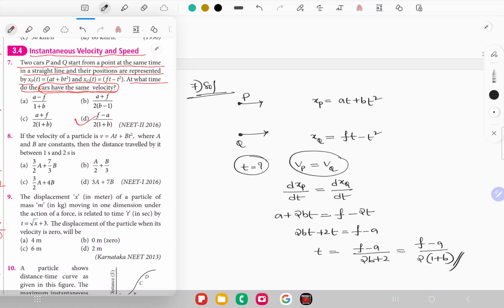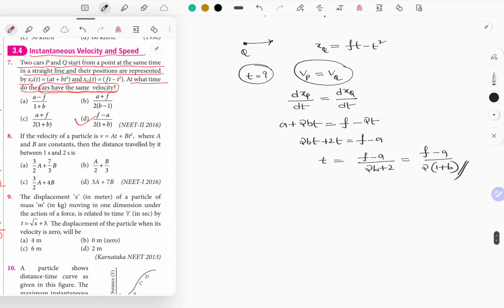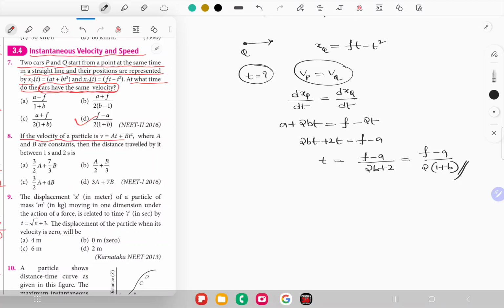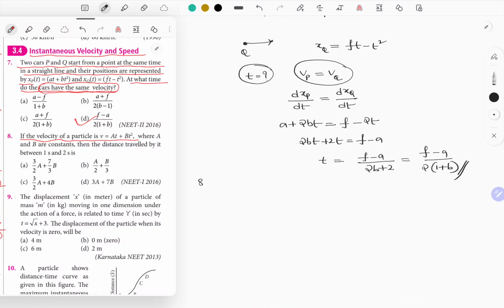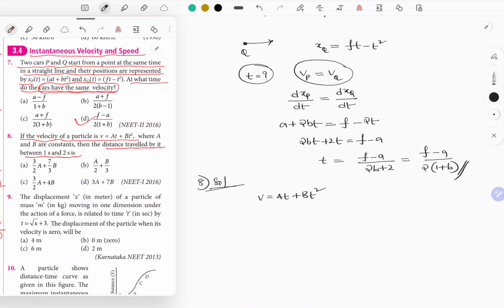Question number 7, yes, it is. Next, question number 8. Question number 8 is also a little of the same model. If the velocity of a particle is v equal to at plus bt square, the velocity of the particle is varying with respect to time, where a and b are constants. The distance traveled by it between 1 second to 2 seconds. So we know the formula for velocity, v is equal to dx by dt, right? Now they have given velocity and they are asking x.